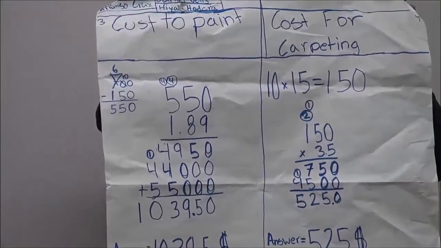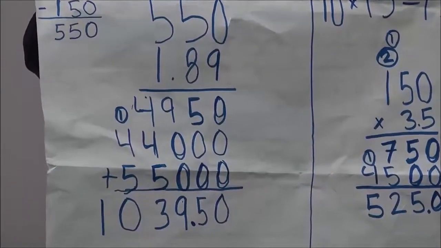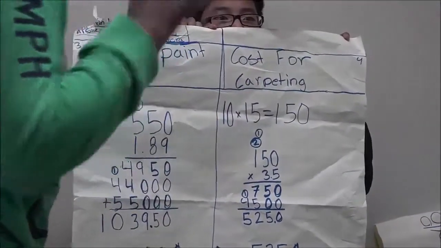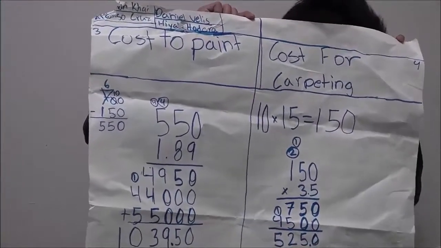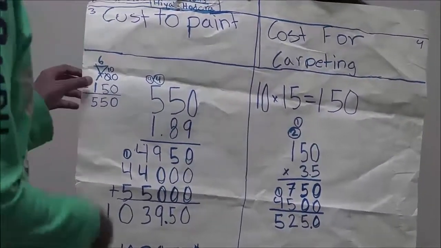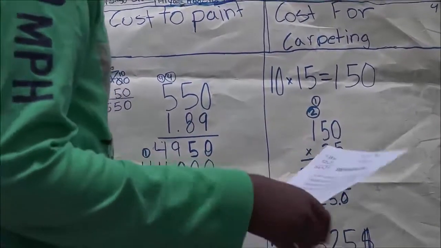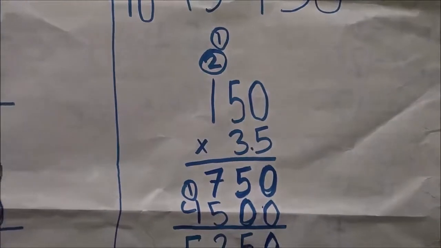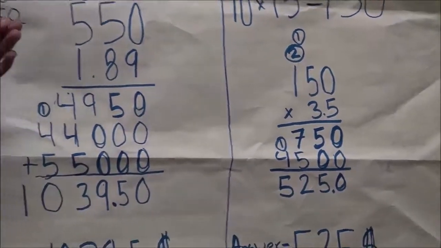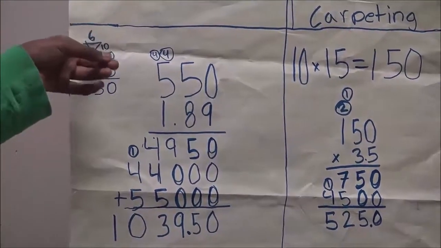The cost of paint is $1,039.25. Okay, so let's go back up here. You have 700 minus 150. Explain why you minus 150 here. It's because the 150 was the cost of the floor, and we weren't supposed to paint the floor, so we just subtracted the one area of the floor from the total surface area.